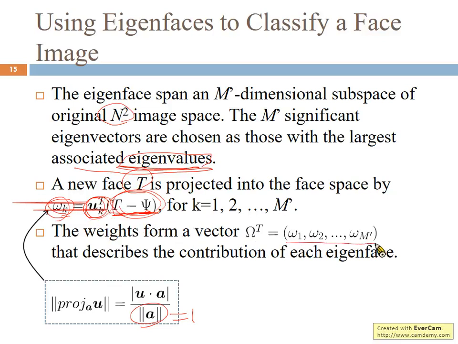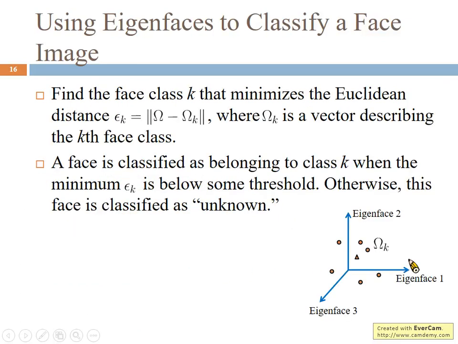The weights corresponding to the m prime eigenvectors are collected to form a vector that represents the original face image T. This vector can be used to describe the contribution of each eigenface. And then based on this vector, omega, we find the face class K that minimizes the Euclidean distance.